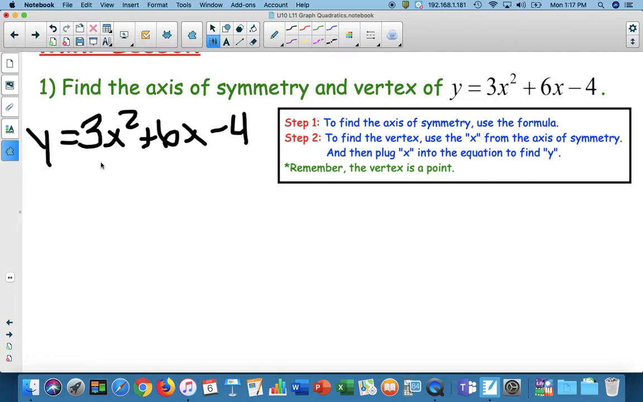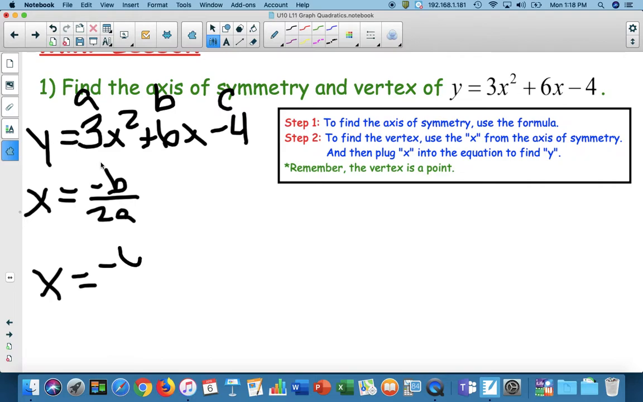Okay, so our first thing is to find the axis of symmetry. So we have to use x equals negative b over 2a, all right? Now, we all know where to find our a's and b's. I hope you guys remember. A, B, C. All right. So this is going to turn to x equals negative 6 over 2 times 3.